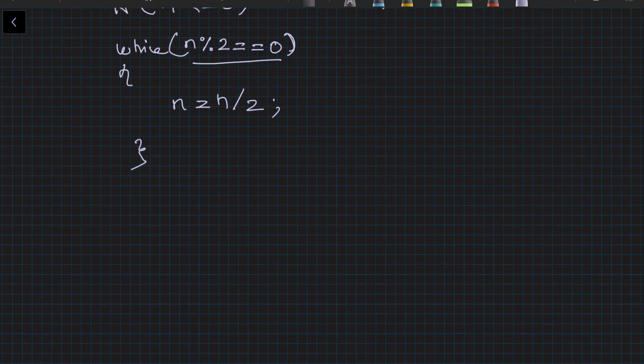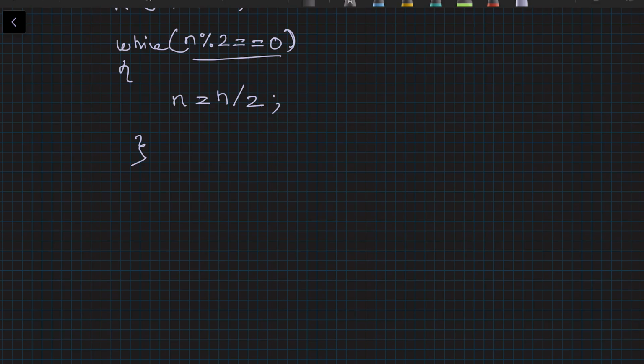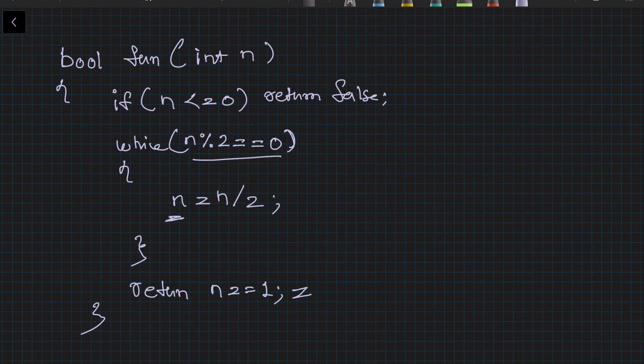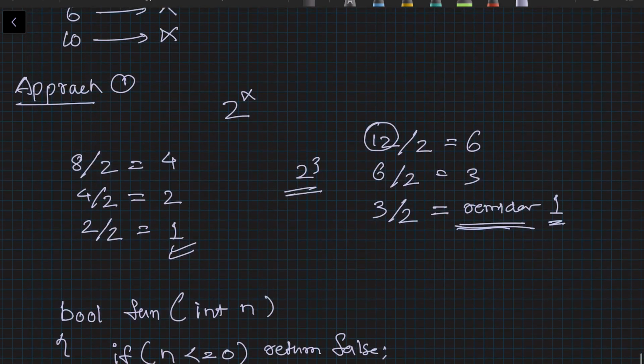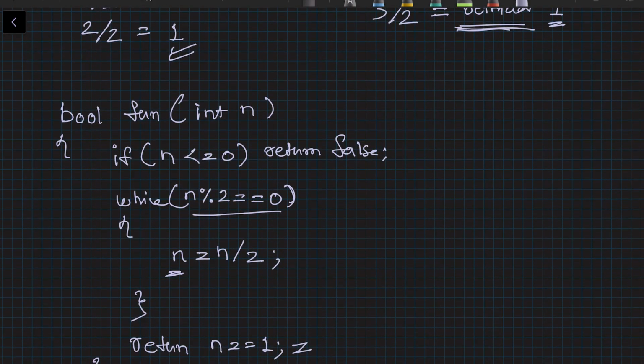After the loop terminates, we have to check whether the value n is storing 1 or not. At the time of return, we can check if n is equal to 1, then it will return true, else it will return false. I hope you understand the basic approach, where we are dividing the number as many times as needed until we reach 1. The same code I have written.